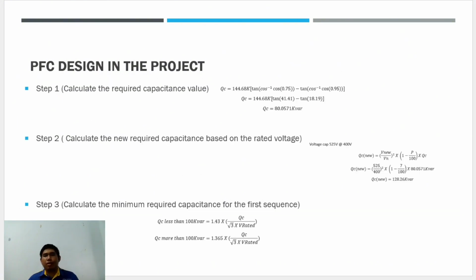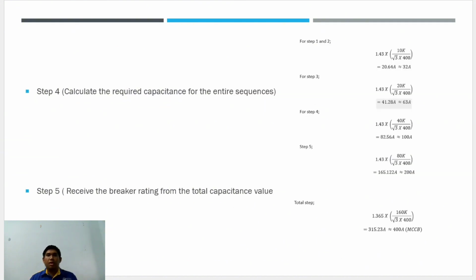Right, now the power factor correction design in the project. There are 5 steps to obtain the design of the power factor correction. Step number 1 is to calculate the required capacitance value. Step number 2, calculate the new required capacitance based on the rated voltage. Number 3, calculate the minimum required capacitance for the first sequence. Number 4, calculate the required capacitance for the entire sequences. And number 5, retrieve the breaker rating from the total capacitive value.